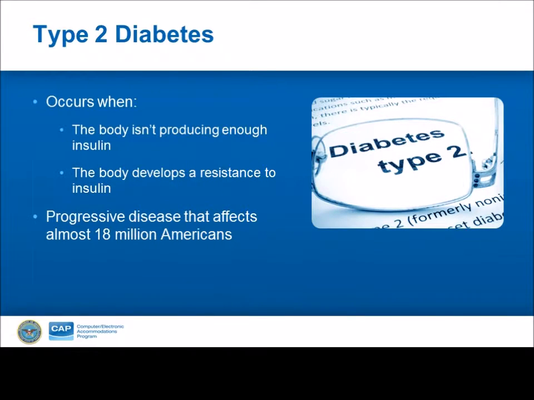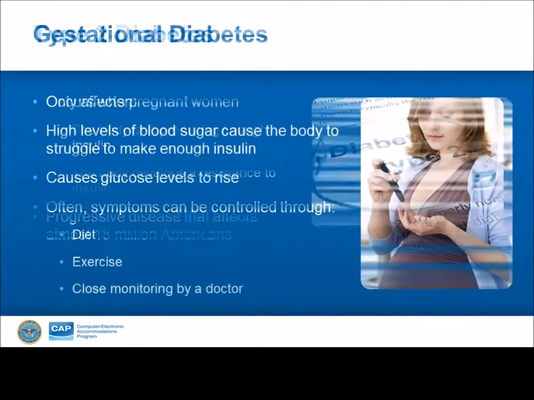Type 2 diabetes occurs when the body either isn't producing enough insulin to function properly or develops a resistance to insulin. Type 2 diabetes is a progressive disease, so steps can be taken to control or improve symptoms. This type of diabetes makes up the majority of the cases and affects almost 18 million Americans.